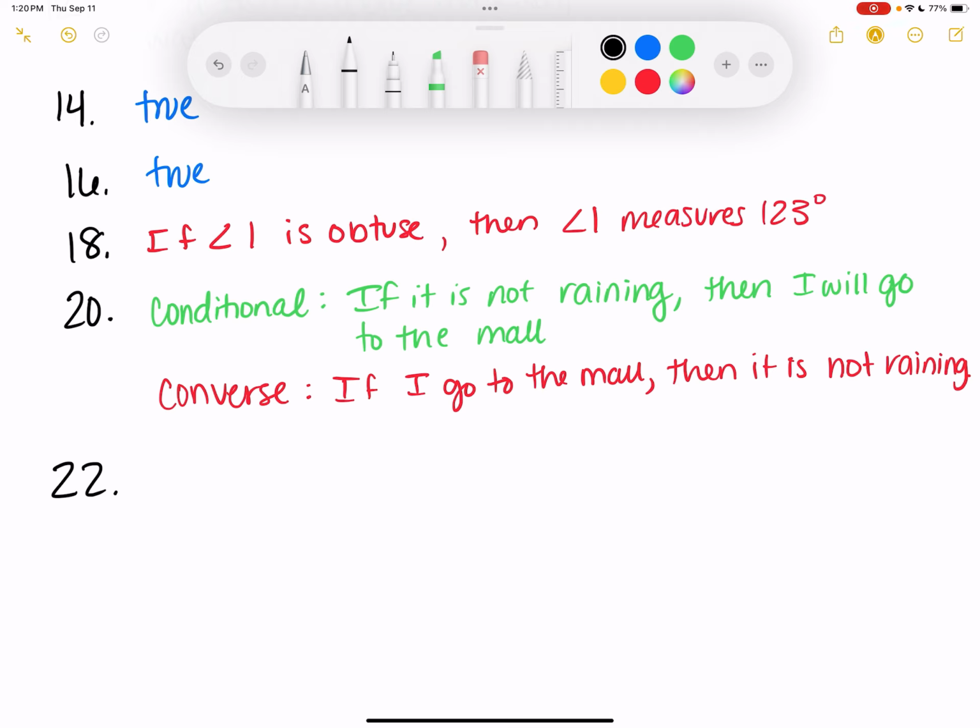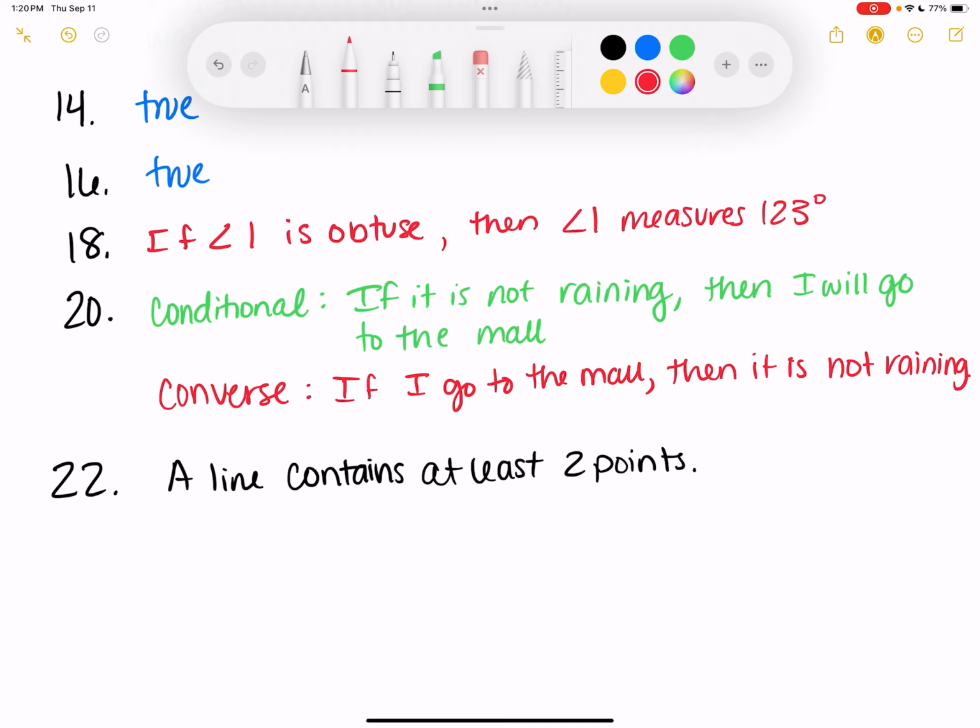So 22 says, a line contains at least 2 points. I don't remember what postulate number that was, but anyways. Now, is this already in if-then form? No, so I need to do that first. Even though it didn't ask me for that, well, yeah, it actually did. It says rewrite the postulate in if-then form. So I'm going to have 4 things I'm writing.